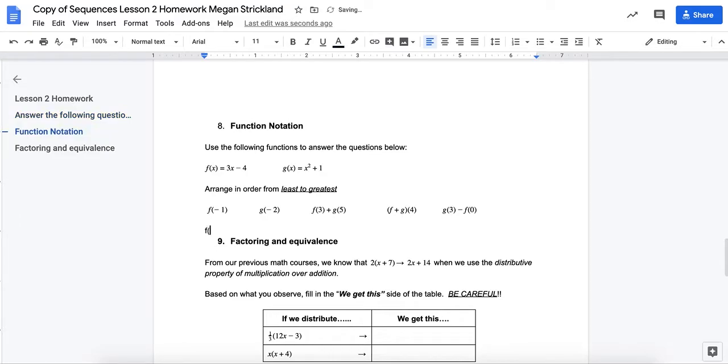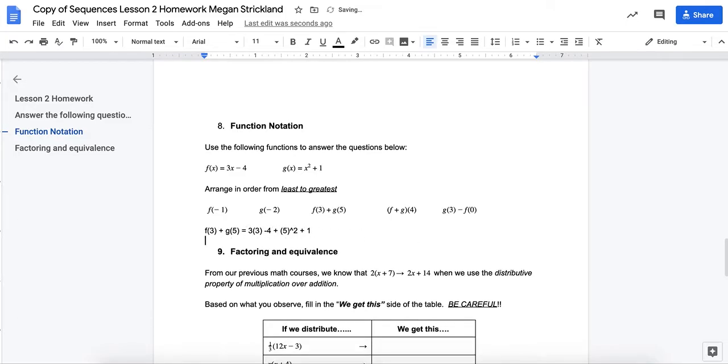So we're doing f of 3 plus g of 5. Okay, so we're plugging in 3 for the x. So we have 3 times 3 minus 4, so that's this part right here. And then plus, we're going to put 5 in for the x here. So we have 5 squared plus 1. So now we have this long expression that we're just going to combine together.